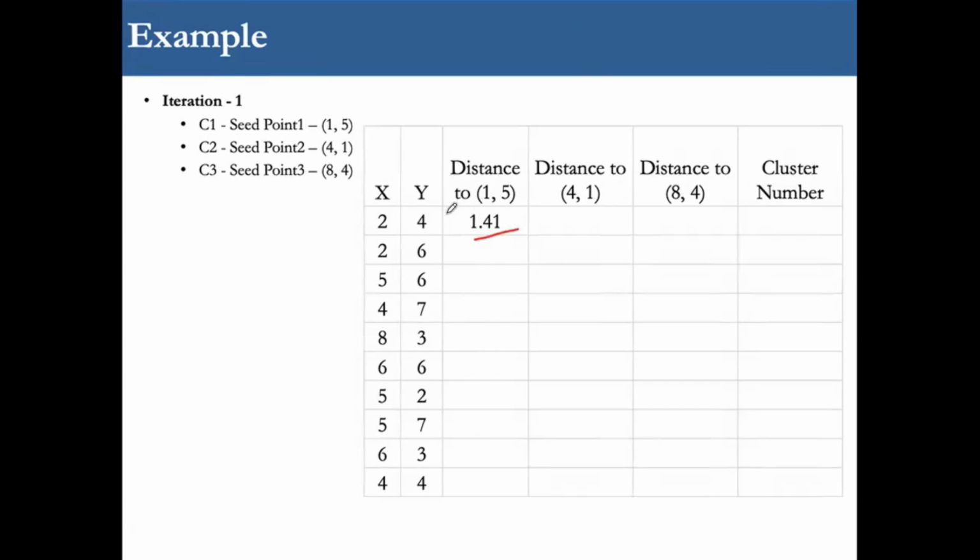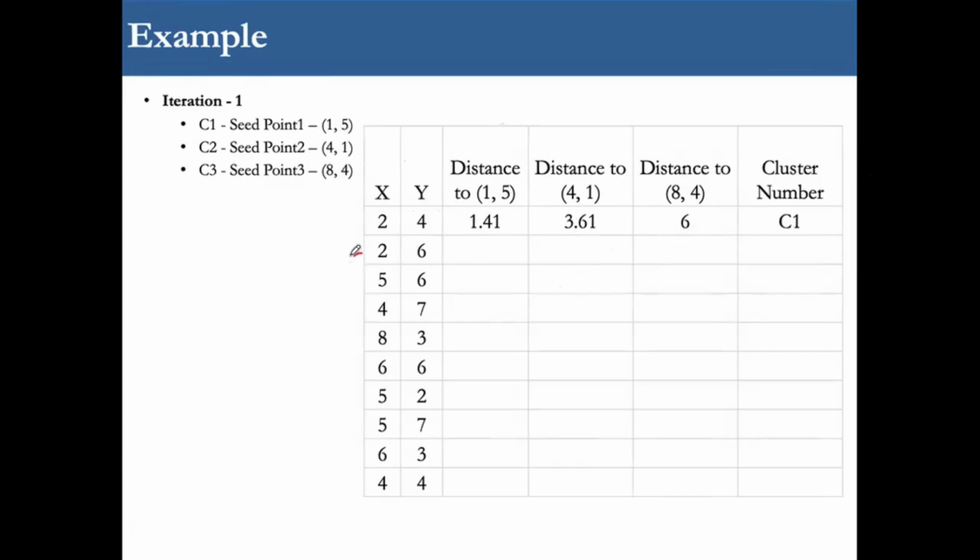Similarly, if we find the distance from the data point to the second cluster, as well as to the third cluster, we will have 3.61 as well as 6. These are the distances between the data point and its cluster centers. Now we need to check which cluster has the minimum distance to the data point. So cluster 1 takes the minimum distance. So this data point 2, 4 is associated with cluster 1.